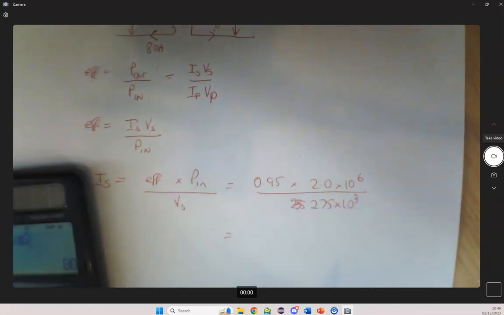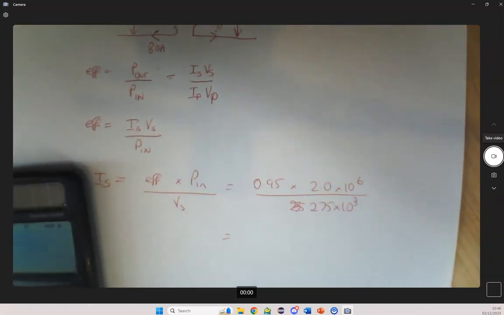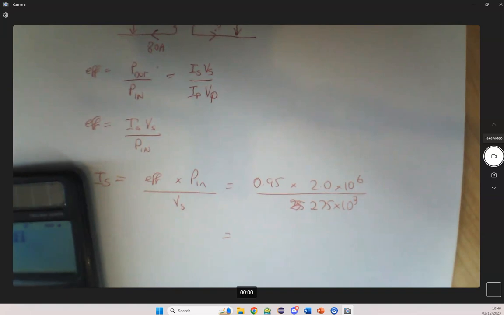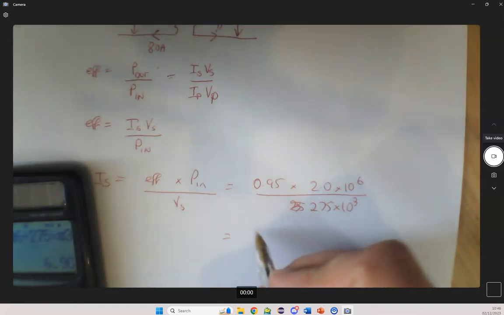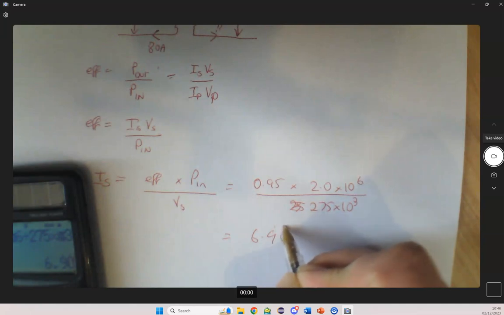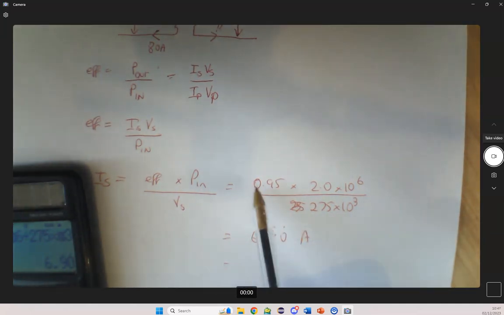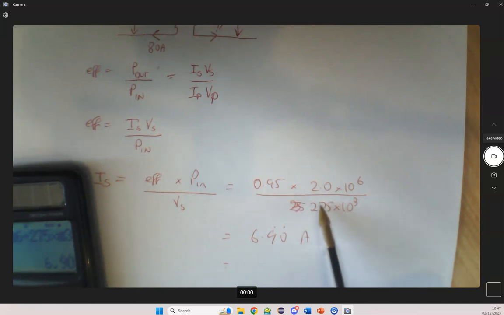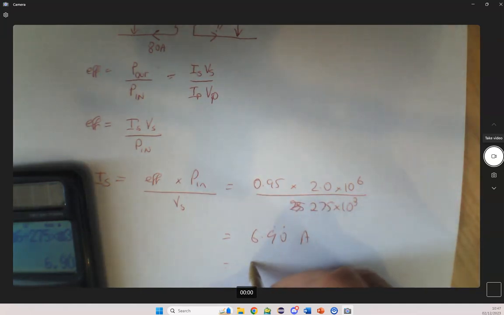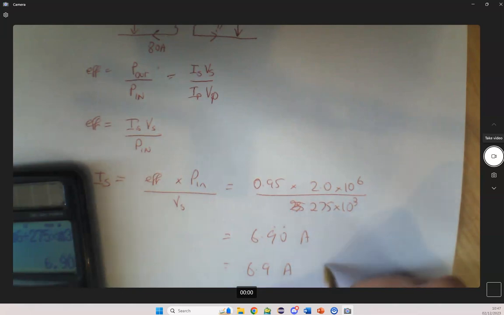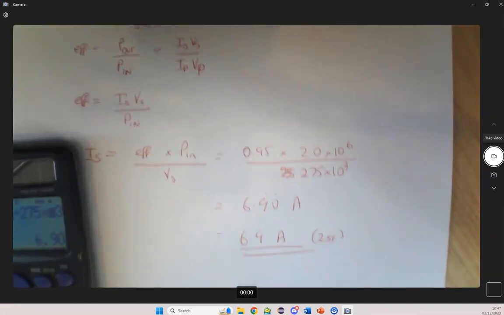Shoving those numbers into a calculator, I've got 0.95 times 2 times 10 to the 6 divided by 275 times 10 to the 3, which gives me an answer of 6.90 amps. Now, 2 significant figures, 2 significant figures, 3 significant figures. So I'm going to report my answer to 2 significant figures. That will be 6.9 amps to 2 significant figures. Thank you very much.